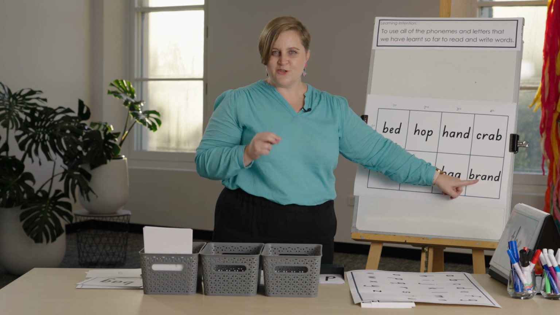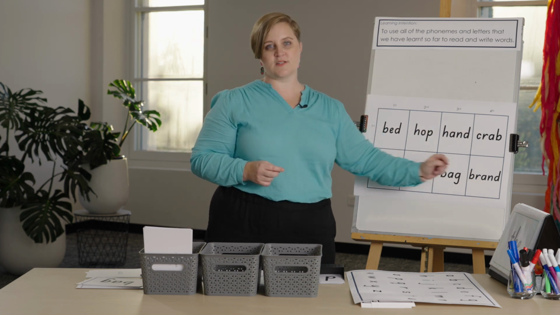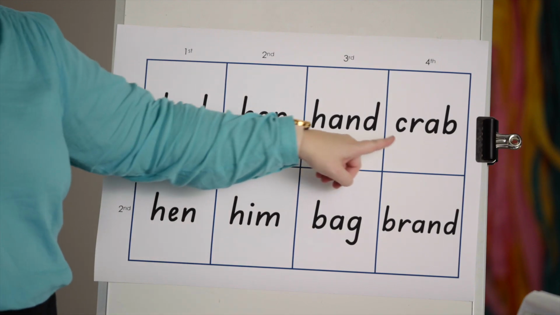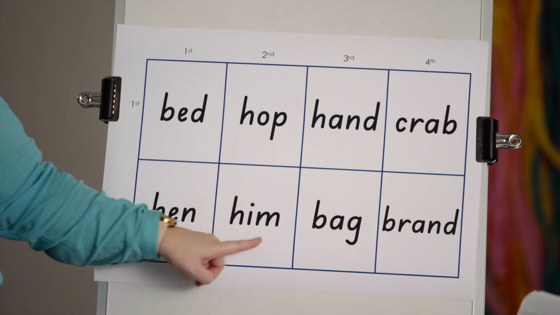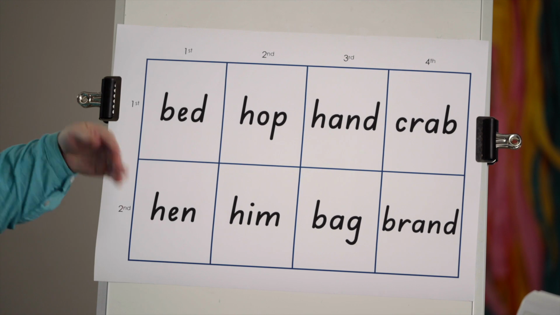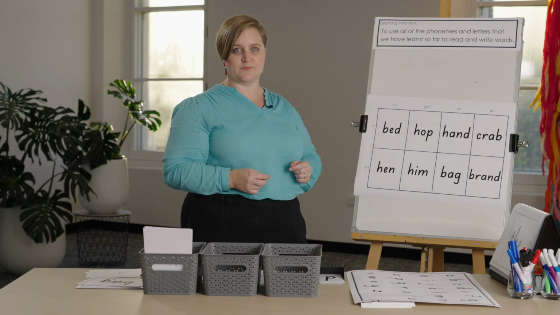Do you think we can go from the beginning all the way to the end and read them as whole words? Let's see how we go. Bed, hop, hand, crab, hen, him, bag, brand. Remember, you can always go back to this activity at the end of this lesson if you'd like another practice.